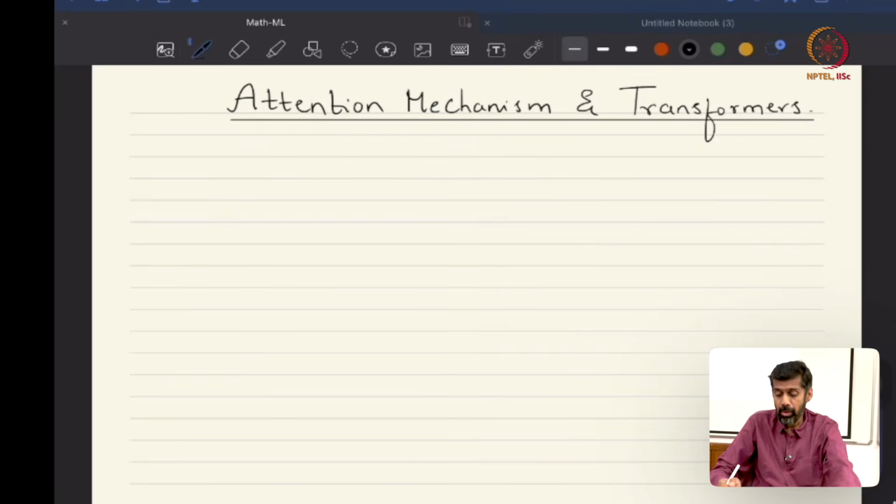So, welcome everyone. In this lecture, we will look at another architecture that is often used in modern deep learning or machine learning paradigms, which is called the transformer.